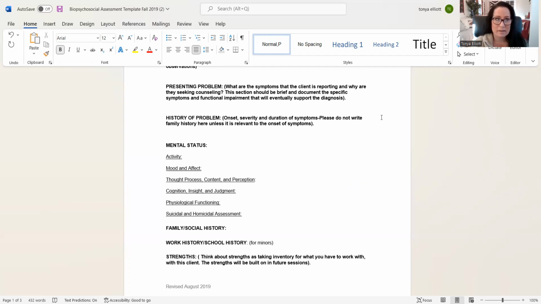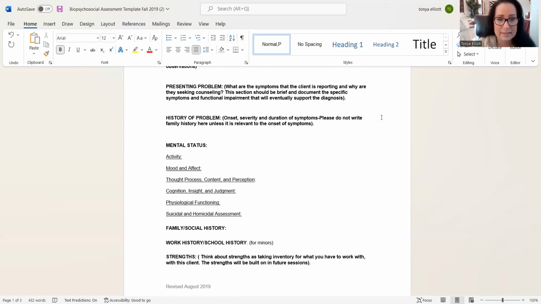There are some diagnoses like major depressive disorder that require a specific onset of symptoms that lasts at least 2 weeks. And so understanding the onset, severity, and duration of the symptoms is really key to your diagnosis.